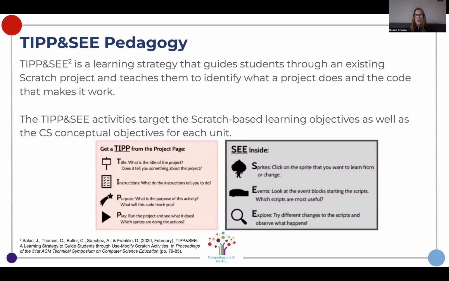Once they've run the project, they then see inside, look at the code, and examine the different sprites that are in the project, the events that start the scripts for each sprite, and explore how changes to each script will make changes to the project.